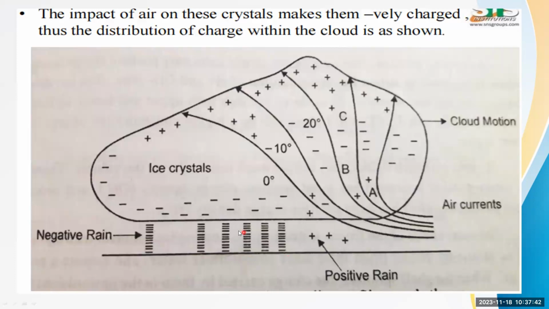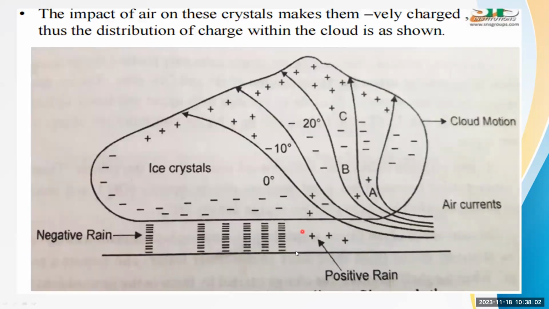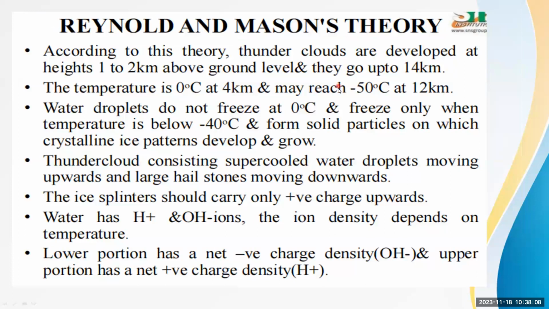The distance from the ground to the cloud may be 1 to 2 kilometers, and the cloud may go up to 14 kilometers. The temperature is 0 degrees Celsius at 4 kilometers from the ground and may reach minus 50 degrees Celsius at 12 kilometers. When the distance between the cloud and the ground is very high, approximately 12 kilometers, the temperature is very low, minus 50 degrees Celsius.